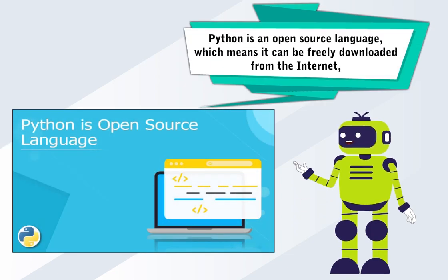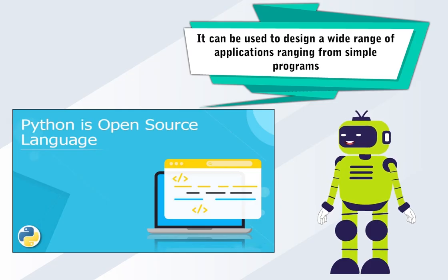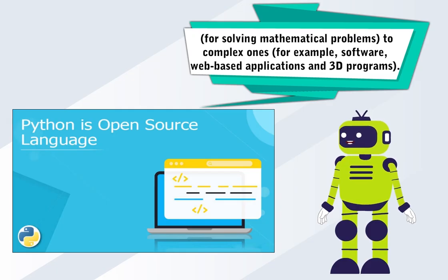Python is an open source language, which means it can be freely downloaded from the internet, easily installed and used without cost. It is a multi-purpose and general-purpose language. It can be used to design a wide range of applications, ranging from simple programs for solving mathematical problems to complex ones. For example, software, web-based applications, and 3D programs.